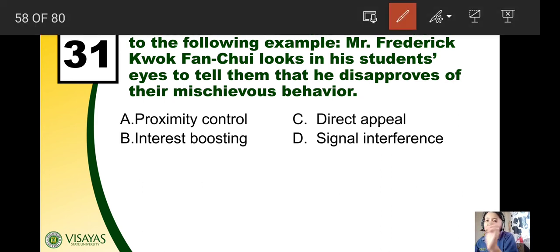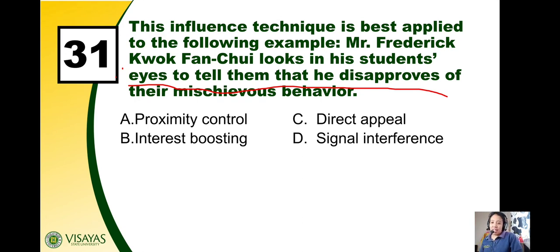Si Sir Frederick Kwok Fan Choi, tinignan niya sa mata yung student niya to tell them na disapproved niya. So, what is this type of intervention? We have here proximity control, interest boosting, direct appeal, or signal interference. So, what do you think? Okay, 10 seconds. We have here, the answer is signal interference.